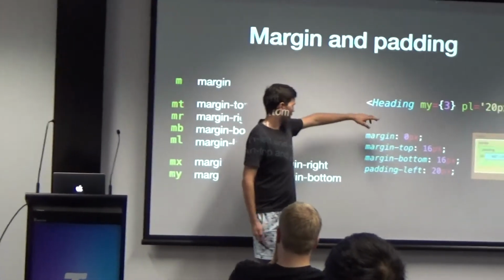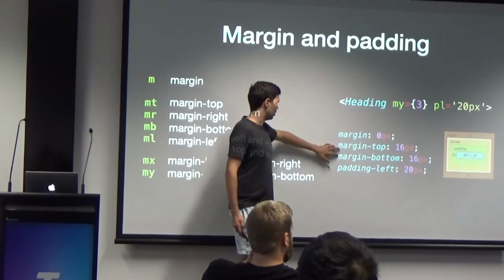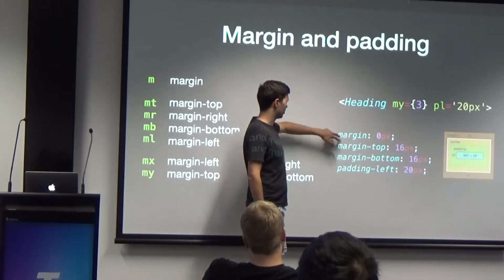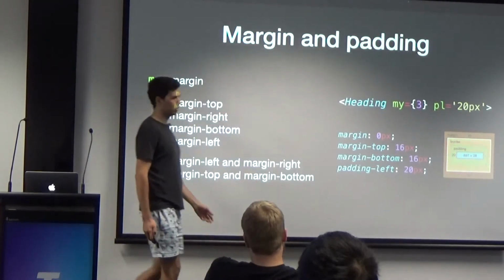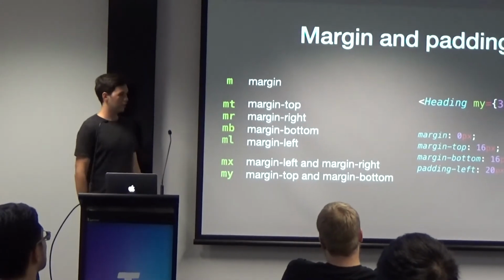So here, this is a quick example of just Y. It gives you 16 pixels, and then it defaults to being 0, and then you're overriding the padding to be 20. So that's pretty cool. It's a nice shorthand.